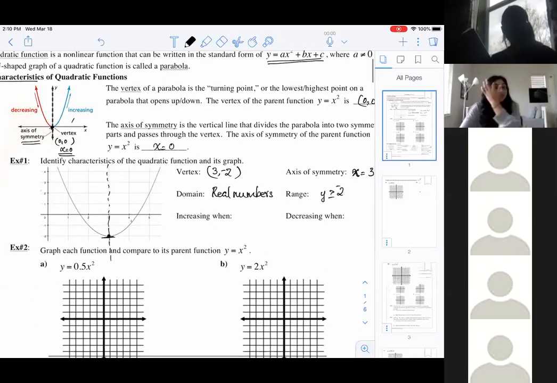Okay. Now increasing. Where is the function increasing? You see that the function is increasing from here all the way up, right? Do you see the function is increasing from here up?